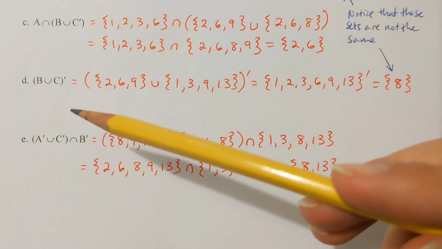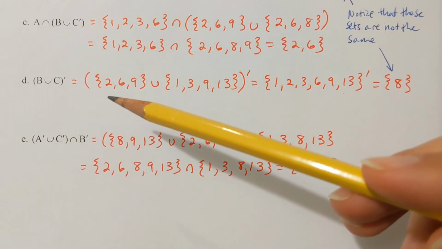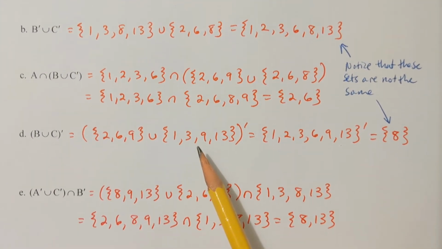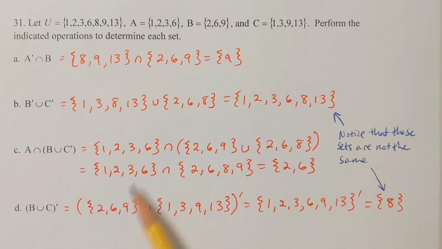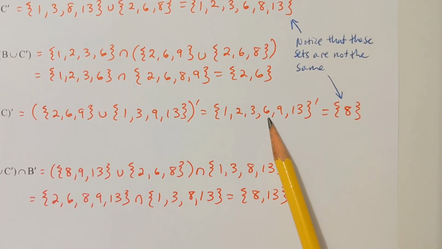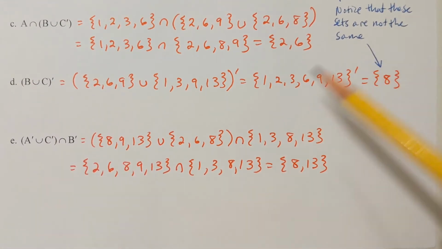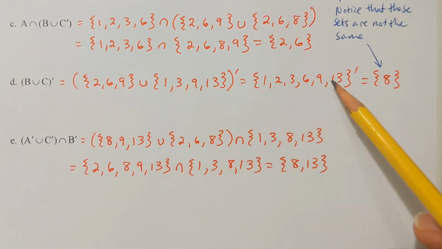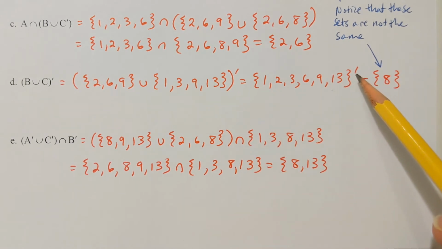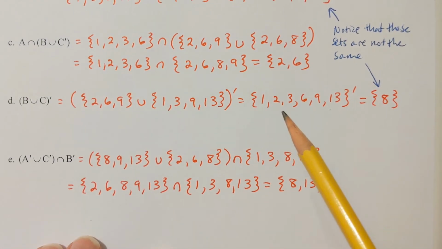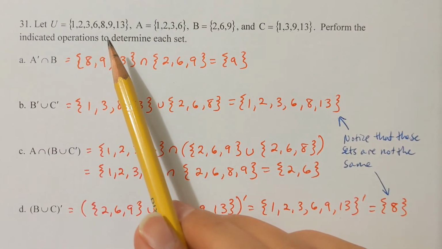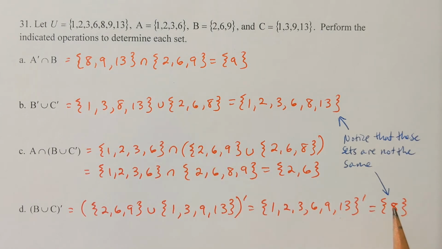Part D: B union C, the complement of that. Let me compute B union C first. Here's B, and here's C. Union means you're going to join together as one. So I get 1, 2, 3, 6, 9, and 13. Now I've got the complement of that set. Everything in the universal set that is not these elements would only be the element 8. So the set containing 8 would be my answer.